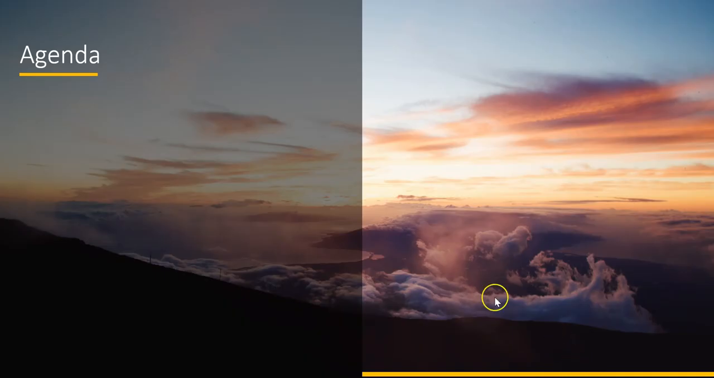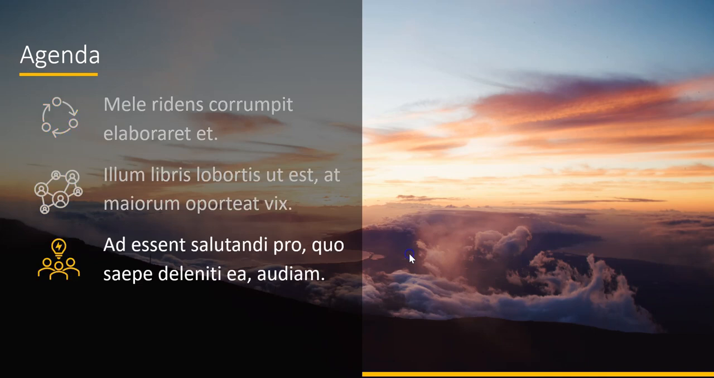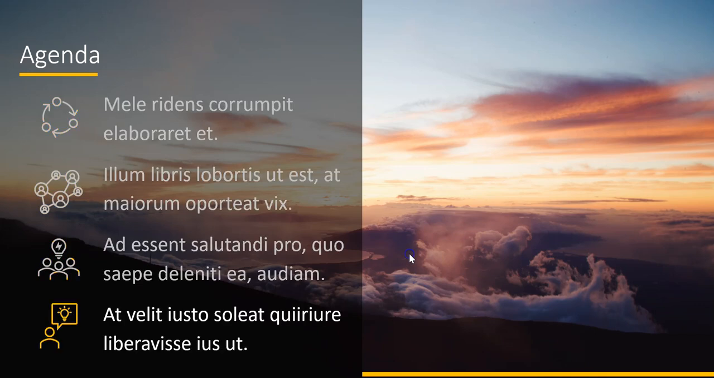So we've got our agenda slide. There we are. It moves through, and the previous point is dimmed. So there you have it: how to use the dim function in Microsoft PowerPoint.